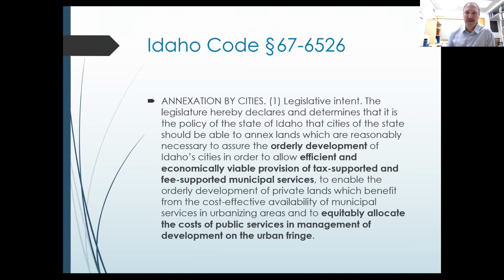Going through the policy of the state of Idaho, that cities of the state should be able to annex lands which are reasonably necessary to assure the orderly development of Idaho cities, in order to allow efficient and economically viable provision of tax-supported and fee-supported municipal services, to enable the orderly development of private lands which benefit from the cost-effective availability of municipal services in urbanized areas, and to equitably allocate the costs of public services and management of development of the urban fringe. So it's kind of this logical and orderly configuration of property as it's developed surrounding the city.